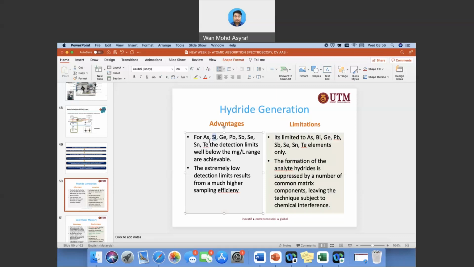So Si here would be counted as an interference, because your compound of interest, or your analyte, is As. So Si would act as a chemical interference later on. That is the limitation, because it is quite a large number of elements that can be detected by hydride generation. Okay. All right.